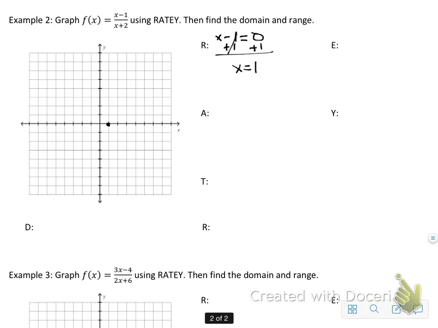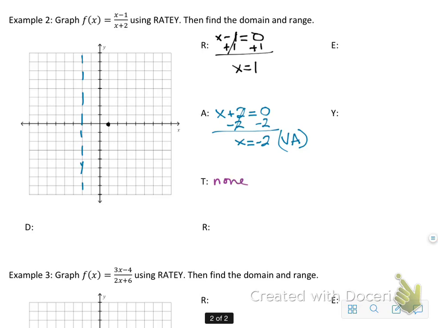For our A, we set our denominator equal to 0, so x plus 2 has to equal 0. Well, if you solve that, we subtract 2 on both sides, and x equals negative 2 is a vertical asymptote. Okay, that's a vertical line. So we have a vertical line wherever x equals negative 2, which is right here. T, there's always none.